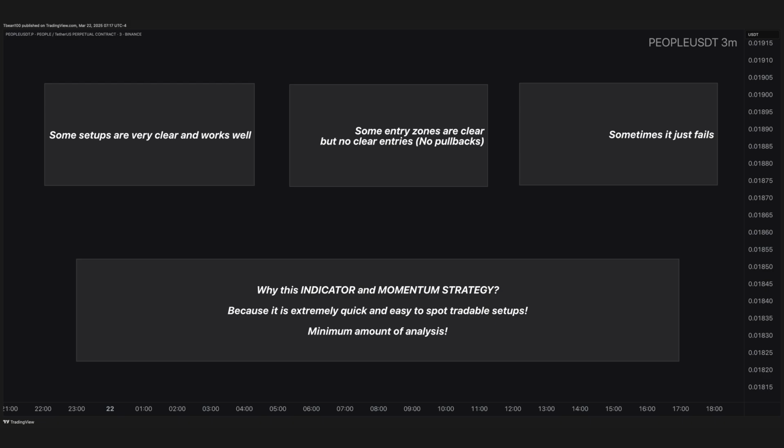Then you may ask this, why this indicator and this momentum strategy? Because it is extremely quick and easy to spot tradable setups. Minimum amount of analysis required. Can you show me any other strategy out there that you can spot and find entries this quickly? I just do not think so.